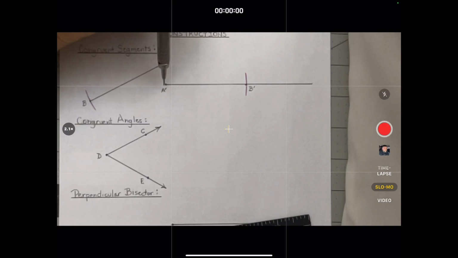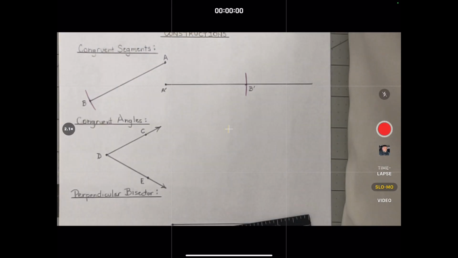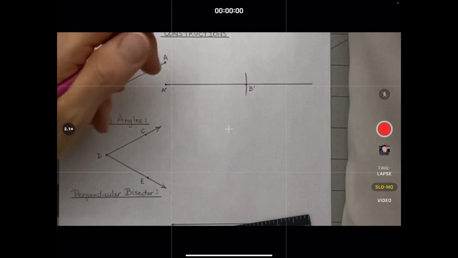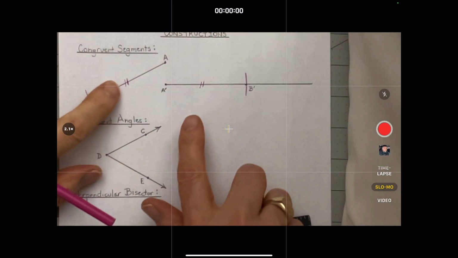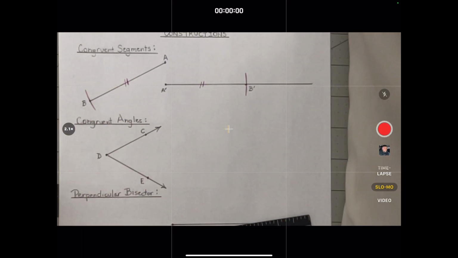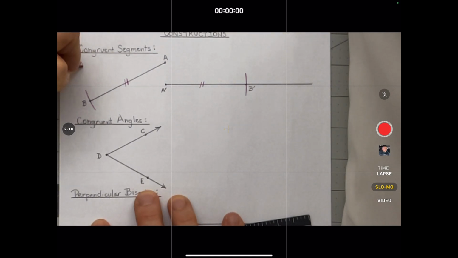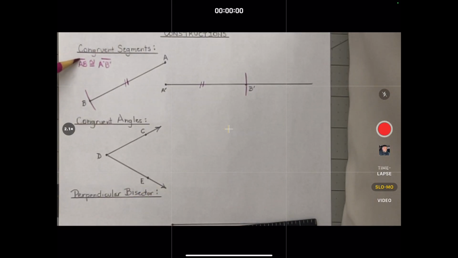AB and A prime, B prime are congruent segments. So I know that these two segments have the exact same shape and the exact same size. So I mark them with two congruent markings. You can mark it however, but I just want you to visibly be able to see that these two segments are congruent. And now I will write it as AB is congruent to A prime, B prime. The way this is read would be line segment AB is congruent to line segment A prime and B prime.